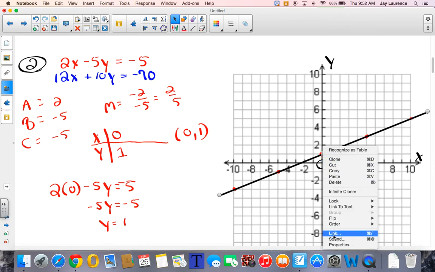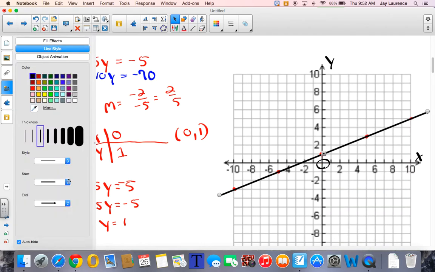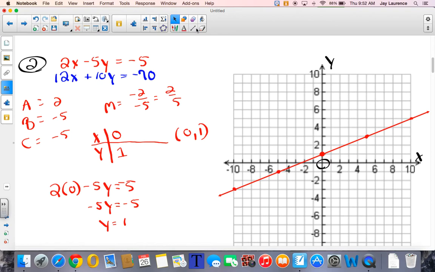All right, properties. And we'll make it red. Okay, now the blue one is in standard form as well. And so I'll have to find A, B, C.